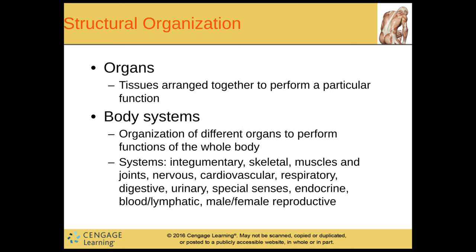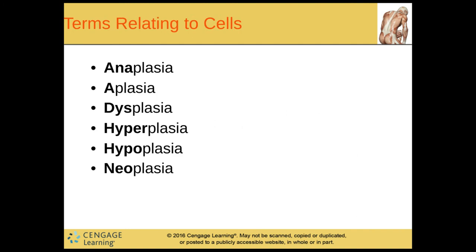Okay, so then we have the endocrine system. That's glands. So think of like the thyroid gland, right? And then we have the blood and lymphatic system, and then our male and female reproductive system.